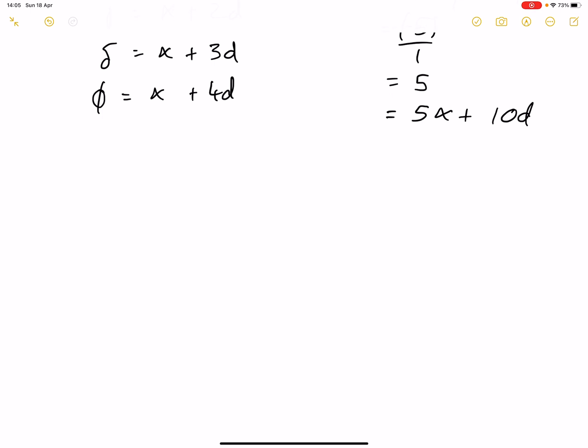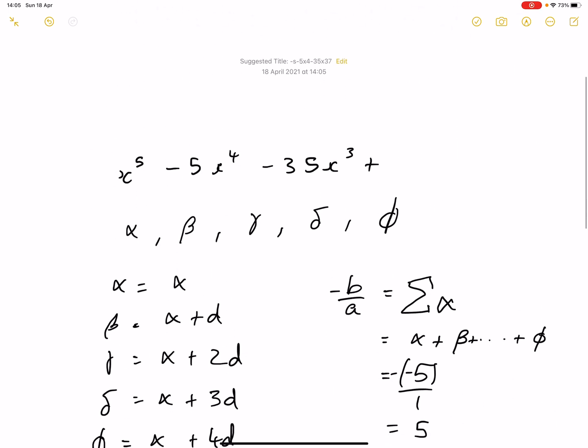And now we can simplify this. So we know that 5 is equal to 5 alpha plus 10d. I can take out a factor of 5 and say that 1 is equal to alpha plus 2d, which actually is equal to gamma. But we found one of the roots, so that's progress.